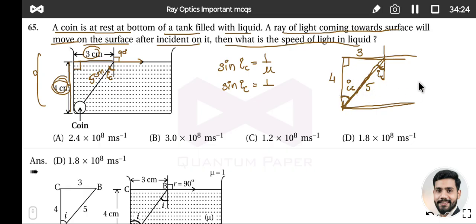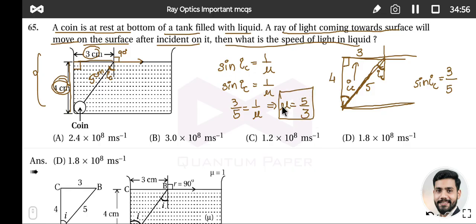If I apply sine ic here, we know that sine is nothing but opposite upon hypotenuse. Opposite is 3 and the hypotenuse value is 5. So if I substitute the values, sine ic is 3 by 5, so we get 3 by 5 is equal to 1 upon mu. If we take the reciprocal, we get mu is equal to 5 over 3. So from this triangle we got the refractive index, which is 5 by 3.